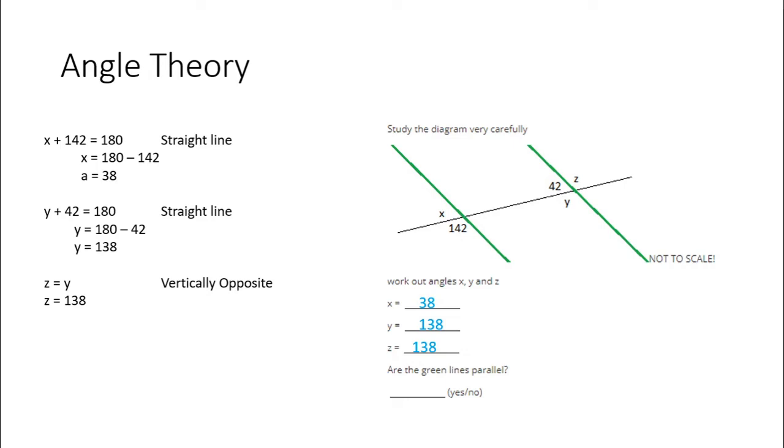Now, are the green lines parallel? I've been hinting at this since the beginning. If they were parallel, the 42-degree angle and the x angle should be corresponding in this F pattern here. And if they're corresponding, they should be equal. But x is 38, not 42. So I don't think these lines are parallel. Also, y and the 142 should be corresponding in another F pattern. And they're not. y is 138. So no. I definitely don't think that these are parallel lines.